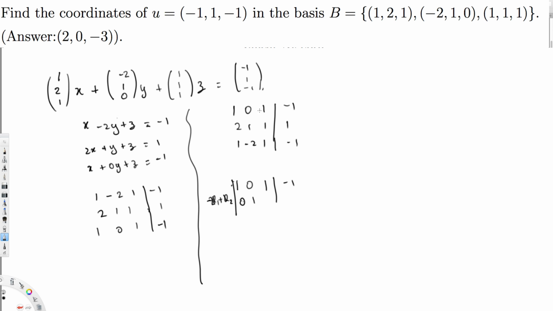If this is going to become minus 2 plus 1, that is going to be minus 1, and this is going to become minus 2 times minus 1, which is going to be plus 2. Plus 2 plus 1 plus 1 is going to be 3. And the third one remains the same. It's going to be 1 minus 2 1 minus 1.